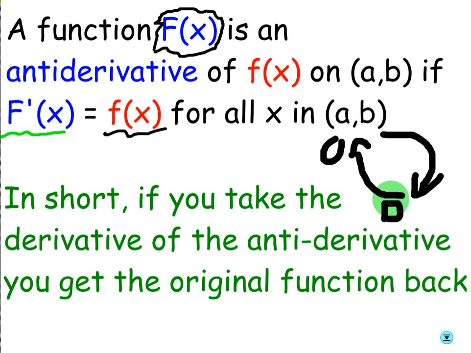One way I like to explain it, let's say this is our derivative function. If we try to find the original function, and we do find it, it would make sense that if we took the derivative of the original function, we'd get the derivative back, right? So it's just a cycle, they're inverses of each other. It's kind of like the inverse of addition is subtraction, and inverse of multiplication is division. In short, if you take the derivative of the antiderivative, you get the original function back.